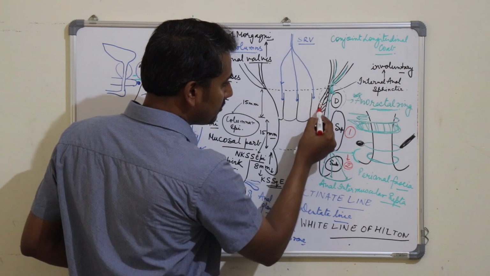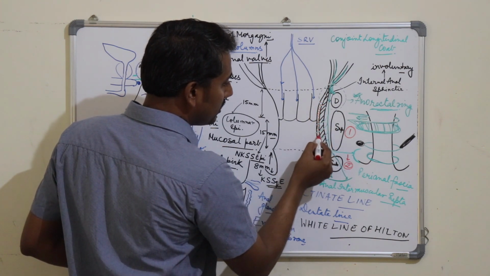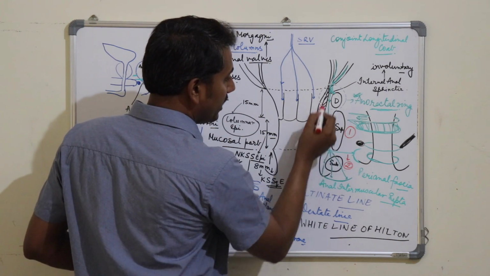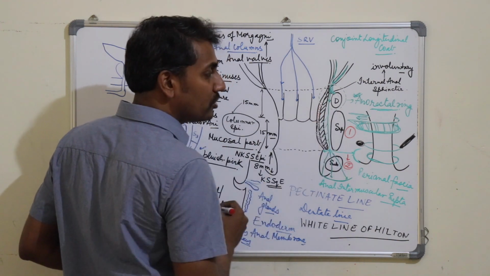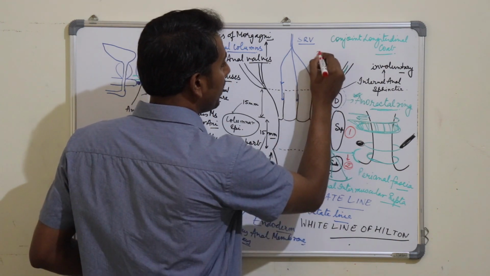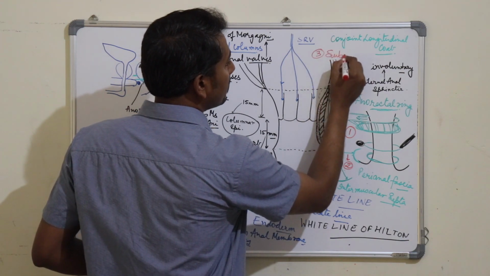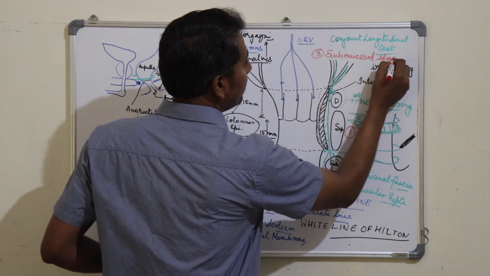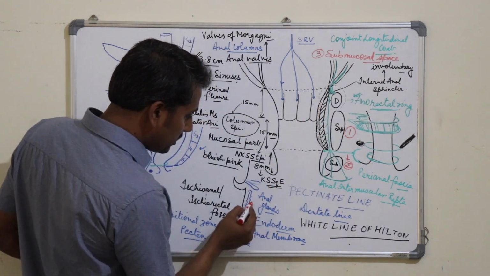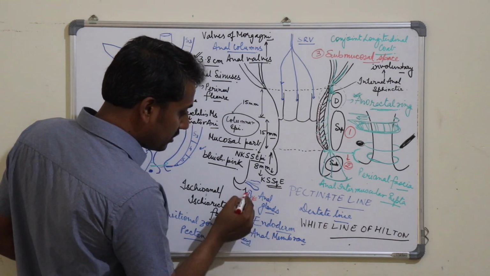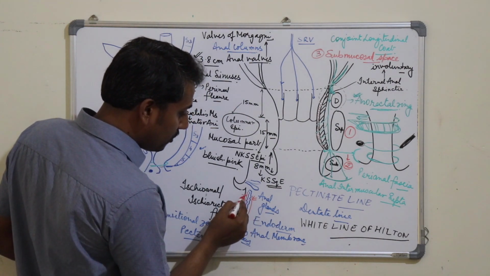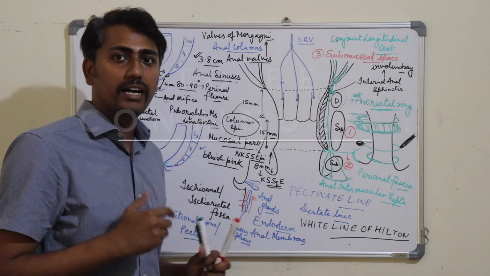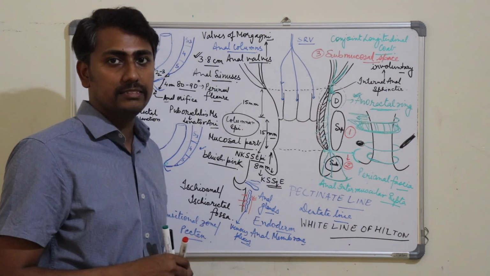Since this space is lying between the mucosa and the internal anal sphincter, that is the submucosa, therefore this space is known as the submucosal space, which contains these, can you see, the venous plexus, which was lying below the mucosa. Okay, now we will look on to the arterial supply of the anal canal.